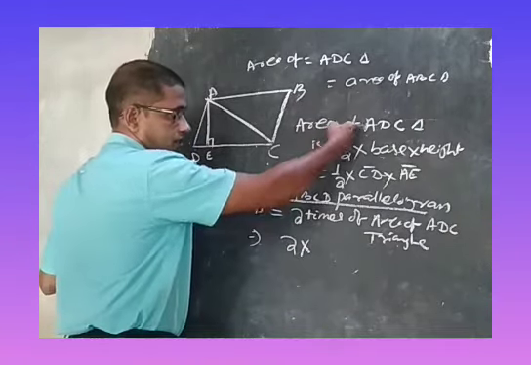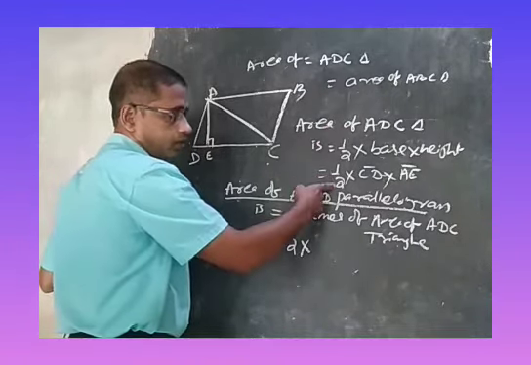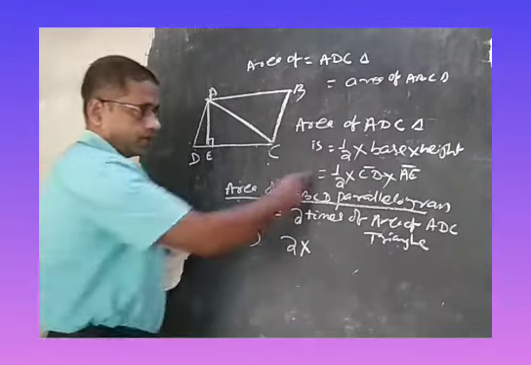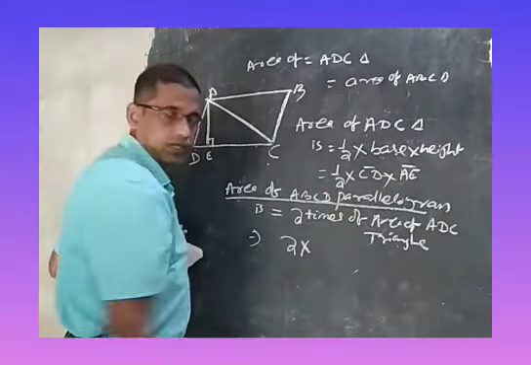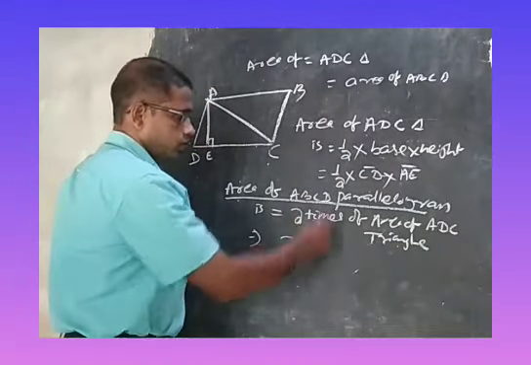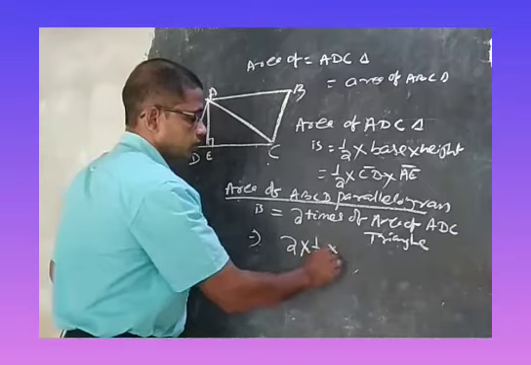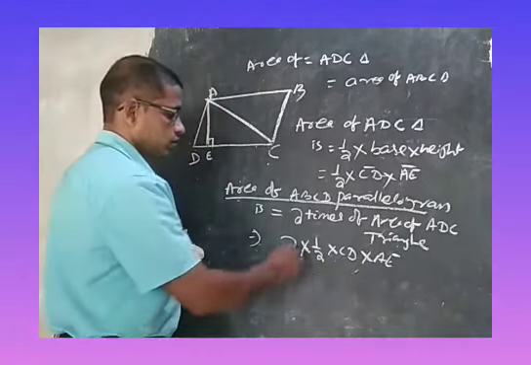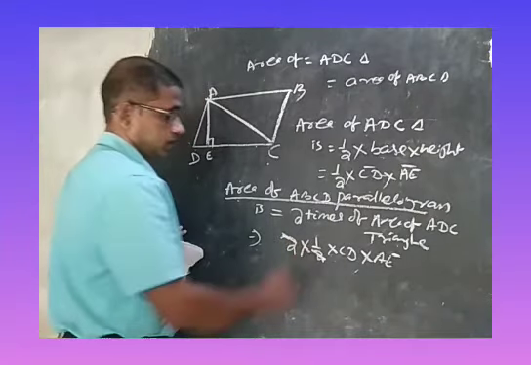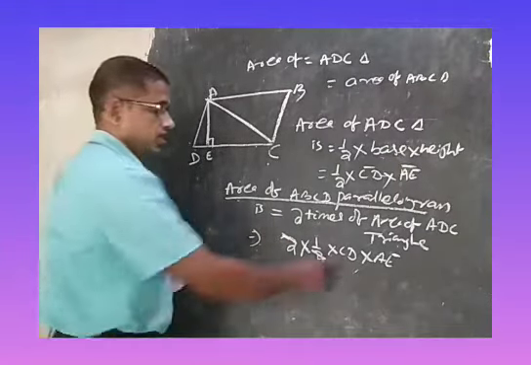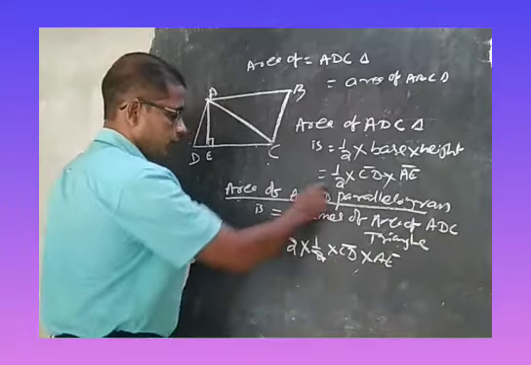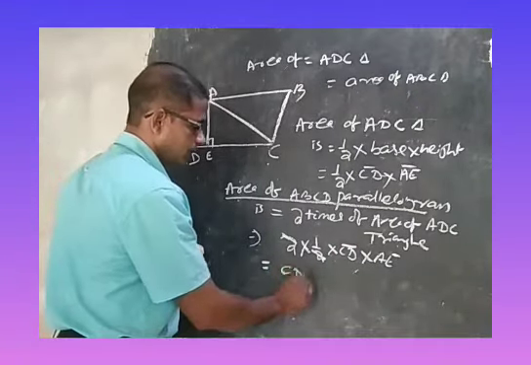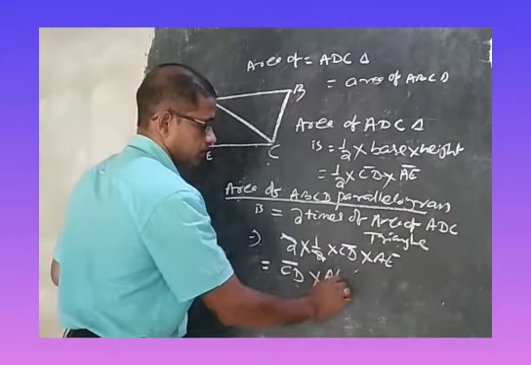The area of ADC triangle is equal to 1/2 into CD into AE. Then 2 into 1/2 into CD into AE. Here the 2 and 1/2 cancel out. Then we get the area of parallelogram ABCD is equal to CD into AE.